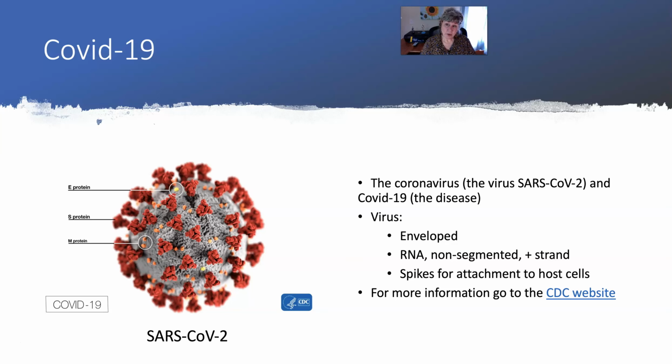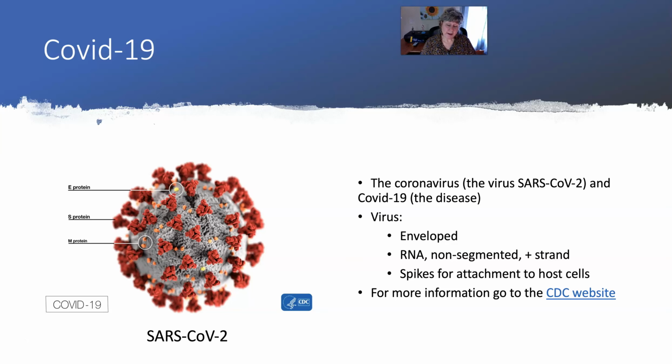CoV, corona, V, virus, 2, the second one that's been identified. So that's why the name of this virus is SARS-CoV-2. It is an enveloped virus, and that's actually important because it's surrounded by a membrane that it picks up on the way out of your cells, so it's part of your membrane.